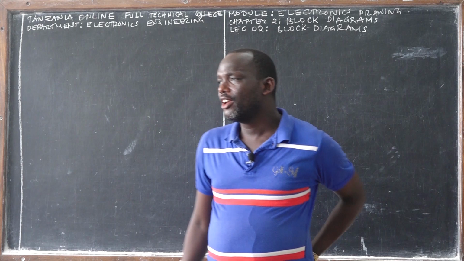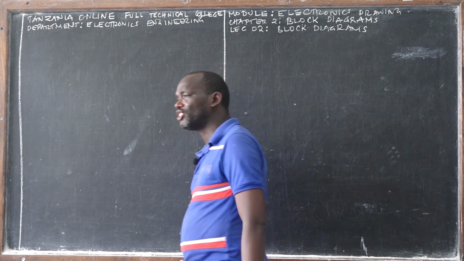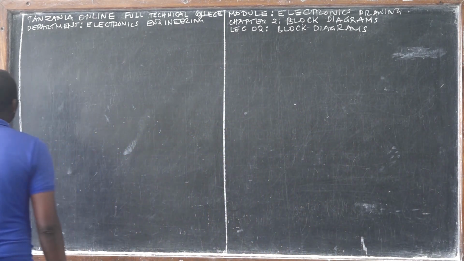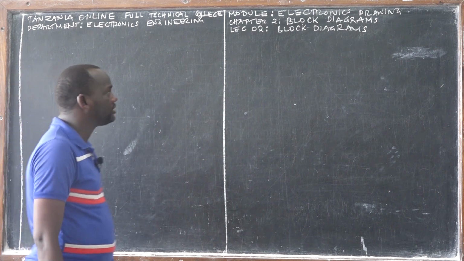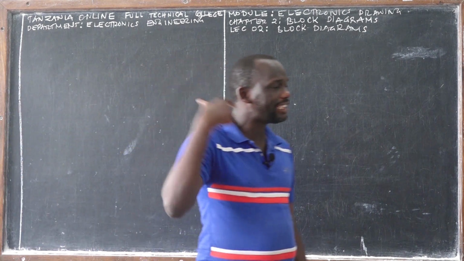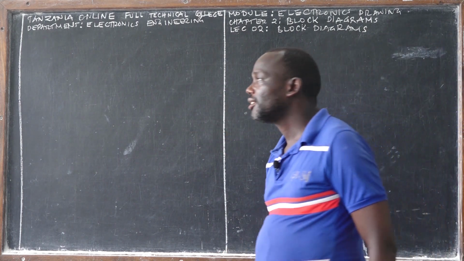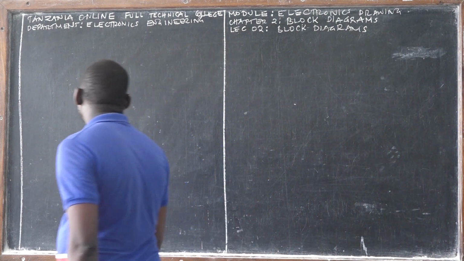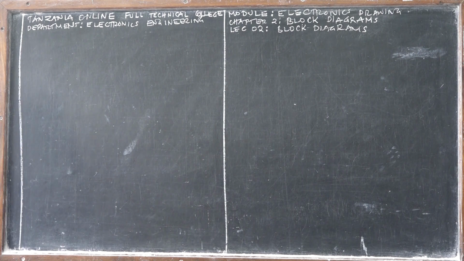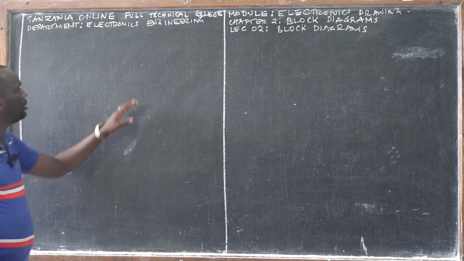So how are you, ordinary diploma electronics and telecommunication engineering students? Are you ready for lecture 2? Yes. Well, let us read the name of our institution. What is the name of our institution? Tanzania Online Full Technical College. Again, say Tanzania Online Full Technical College.